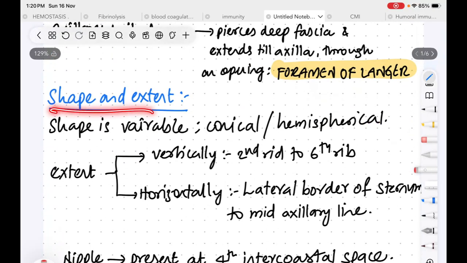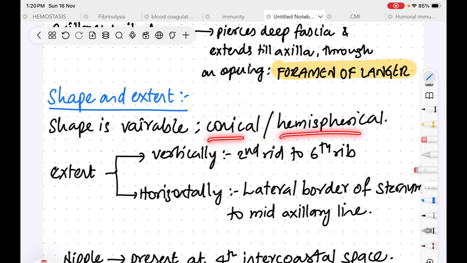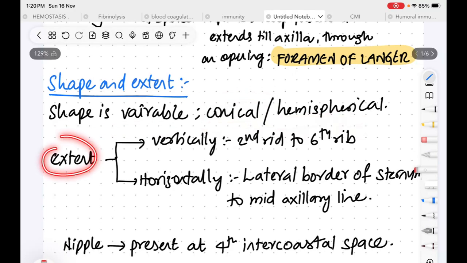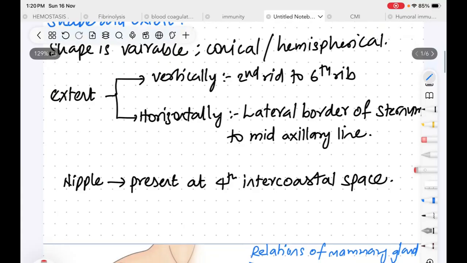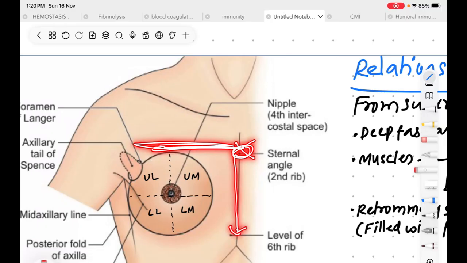And what about the shape and the extent? The shape is variable; it might be conical or hemispherical. And for the extent, there is vertical extension and horizontal extension. The vertical extension is from the second rib, at the sternal angle, to the sixth rib. This is the vertical extension.